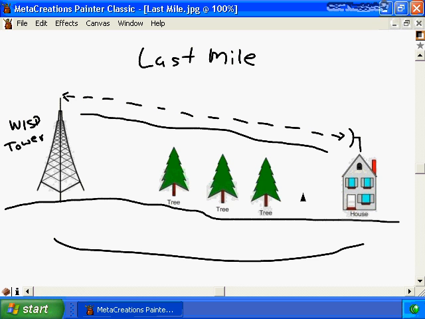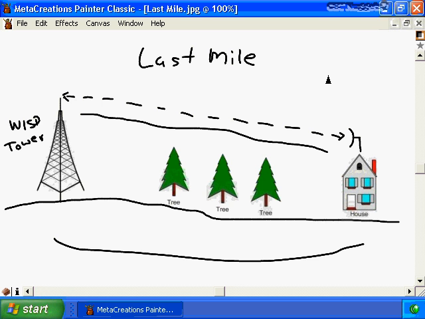Also, a wireless internet service provider may also use the same method for creating hotspots, which is a location where you can establish a wireless connection to the internet. And this is typically done at public locations such as airports, hotels, cafes, things like that.